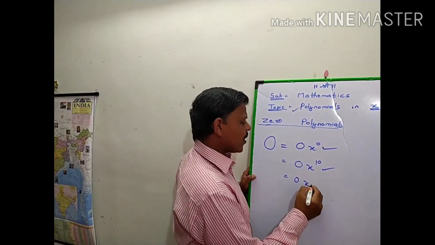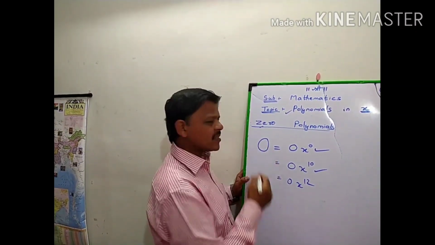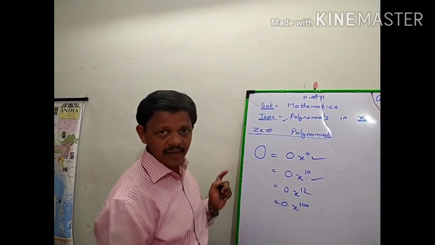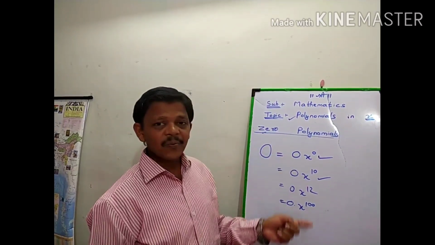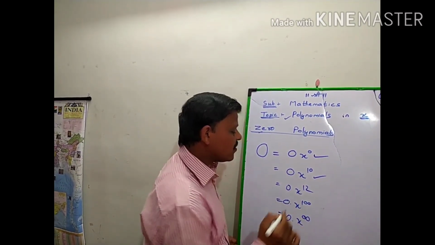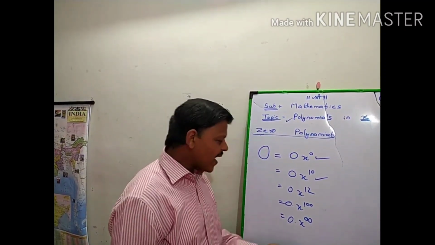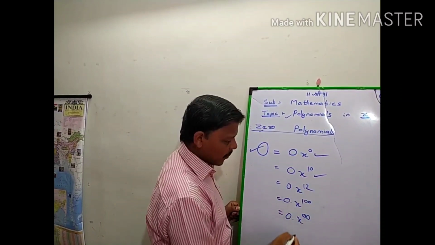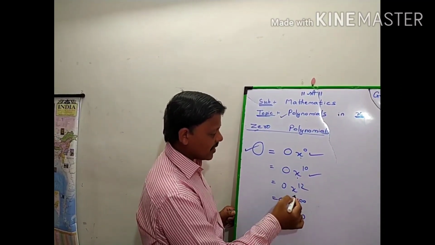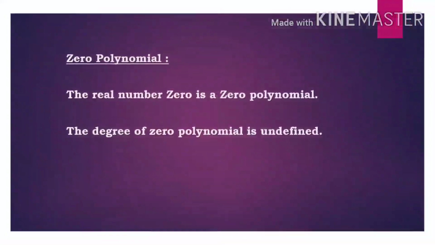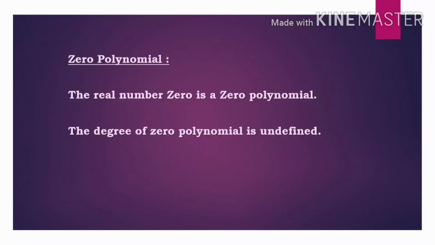0 into x raised to 12, again 0. 0 into x raised to 100, yes, again 0. So now what is the degree of 0? Or 0 into x raised to infinity, still the answer is 0. This means 0 is definitely a polynomial because it can be expressed as a polynomial. So this 0 is a polynomial now, which will be called a zero polynomial.